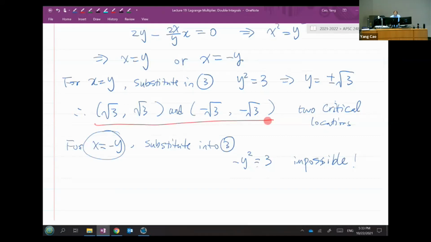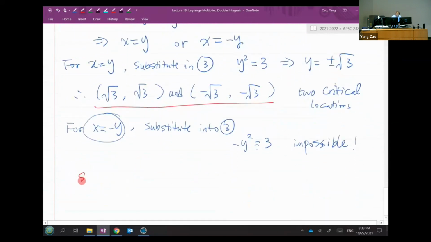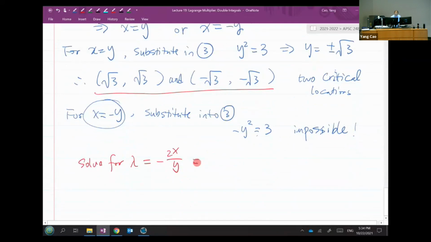Now, I didn't solve for lambda here, but you can easily solve for lambda once you get the x, y values, because you have your lambda equation right here: lambda equal to negative 2x over y. So you can solve for lambda too. Sorry, lambda is 2x over y, so you're going to end up with negative 2 for lambda.